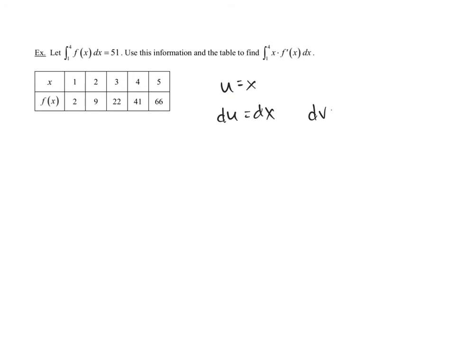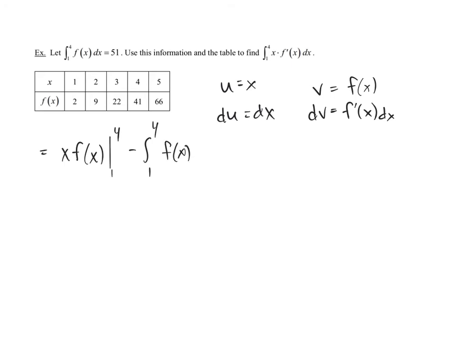And my dv is going to be everything left over in this problem, which is f prime of x dx, which means that v is going to be the antiderivative of f prime, which would be f of x. Okay, so using my formula for integration by parts, I know that I'm going to have x f of x, u times v, evaluated from 1 to 4 minus the integral from 1 to 4 of v du. So that would be f of x and dx.